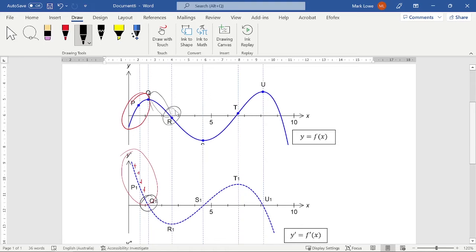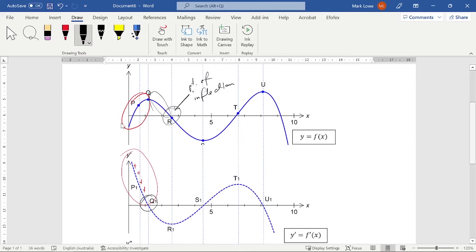This point here is our point of inflection. It's not a stationary point of inflection, it's just a point of inflection. What do I mean by a point of inflection? It is the point at which the concavity changes.